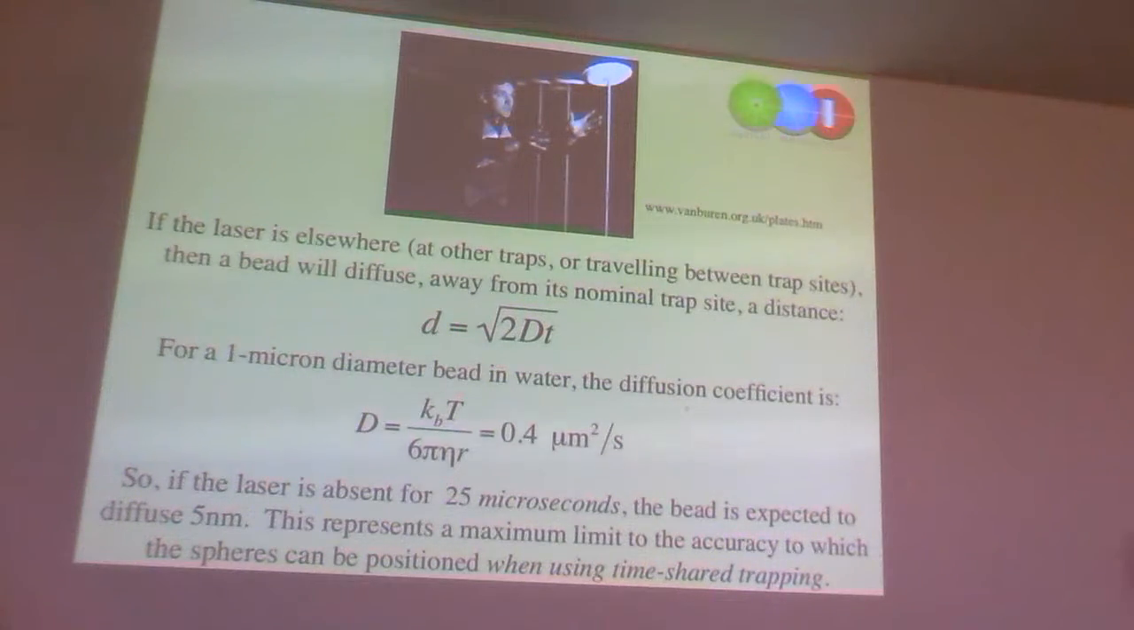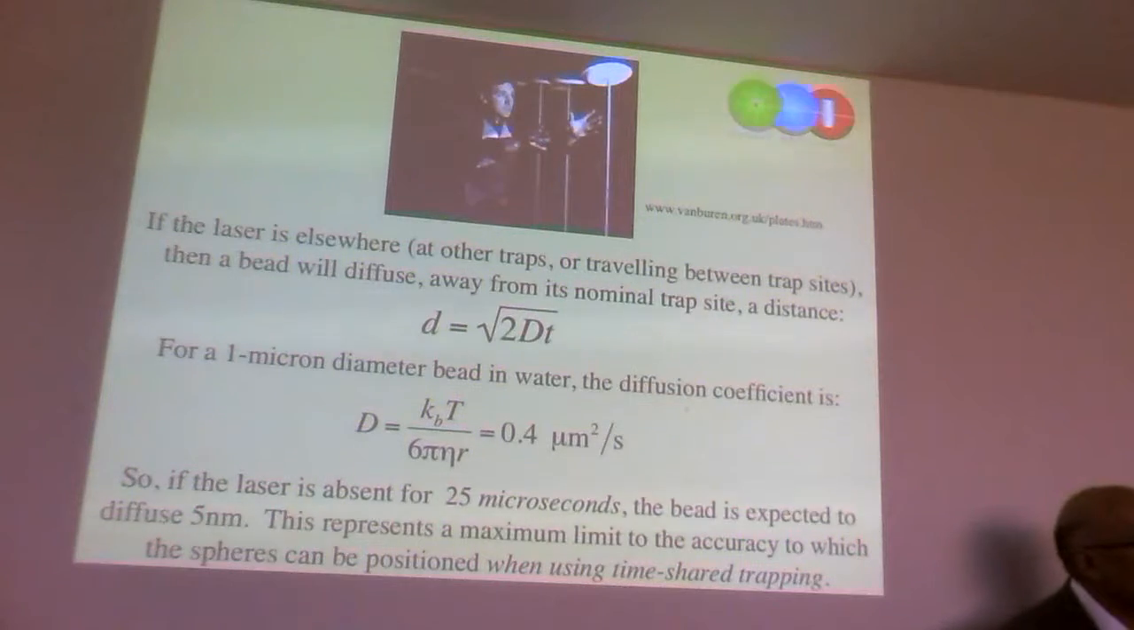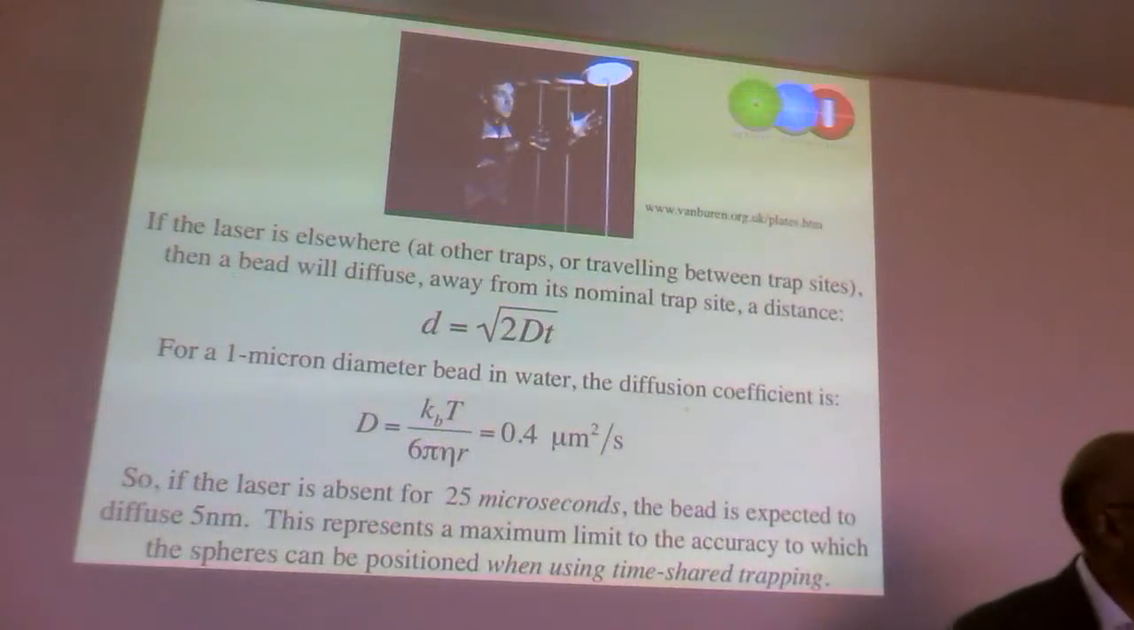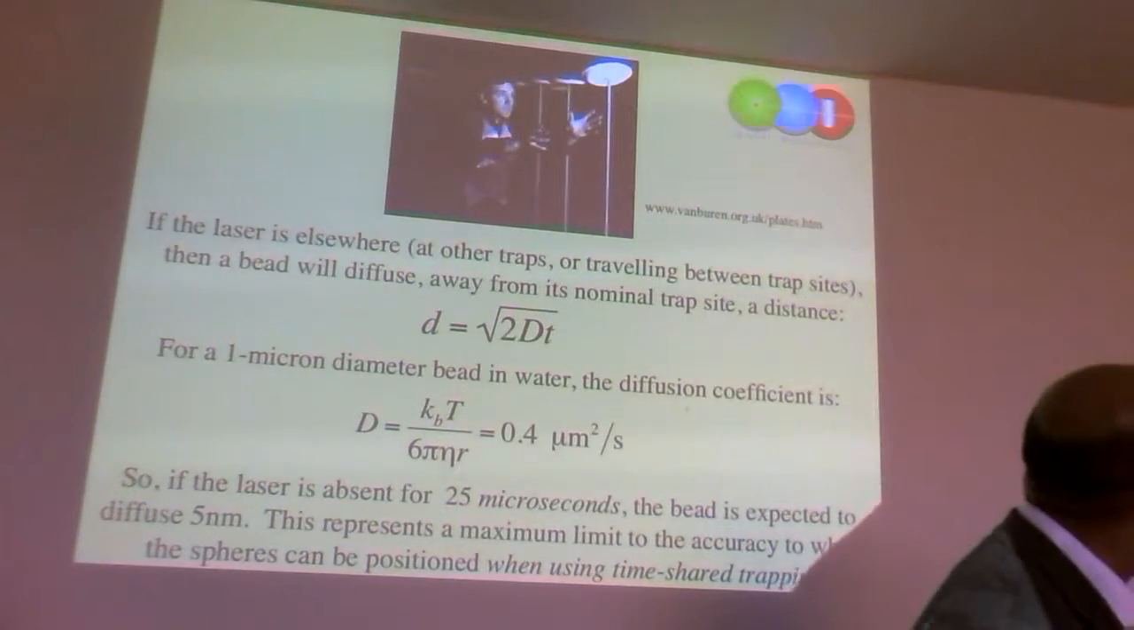5 nanometers isn't very far. But if you're doing a single molecule assay on kinesin and microtubules, that would be a bit of a big error. So you have to think about that if you're using it. This is just something to think about, the limitation of where you might use this or not.